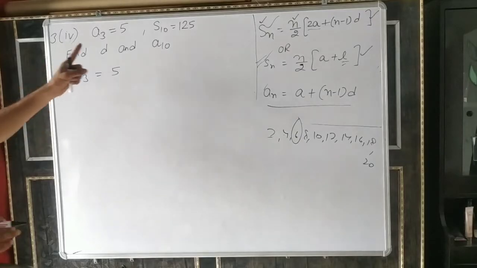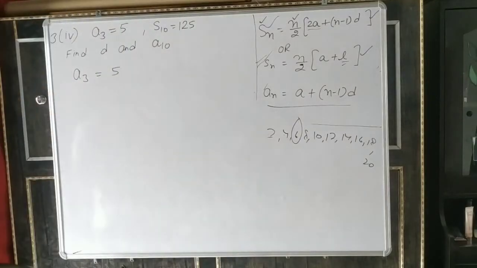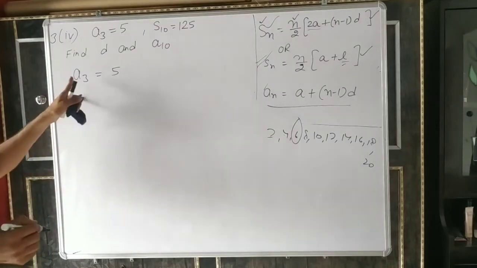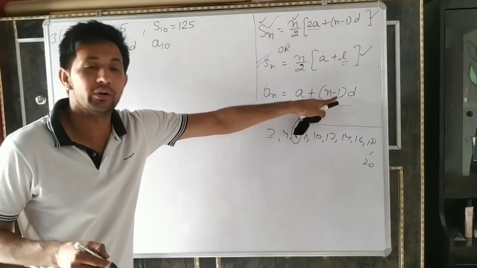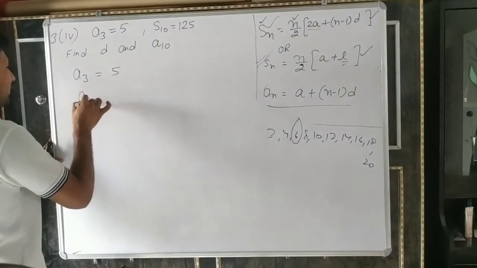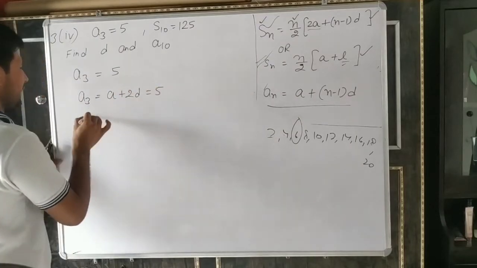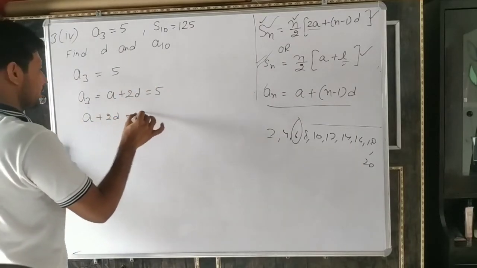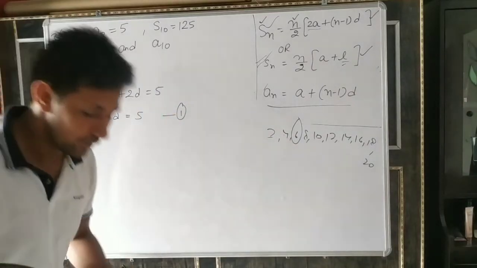So now we have to find d and A10. So think how to solve it. A3 is 5. In A3, in place of n is 3, so a plus 3 minus 1, that is 2. So A3 is always a plus 2d, and A3 equal to 5. So you can write a plus 2d equal to 5, equation number 1. Every time we will use whatever is given in the question.